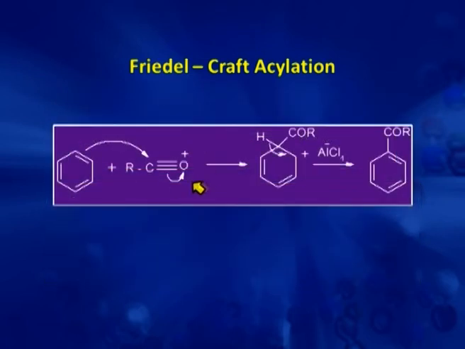Now, this acylium ion is attacked by the benzene ring and produces this intermediate carbocation. This intermediate carbocation then loses this H plus with the help of a base and produces the ketone, or acyl benzene.